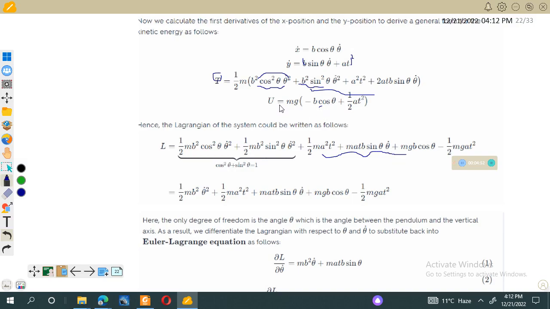And for potential energy, U is equal to mgy. We already have the expression for y. We just have to substitute it in this.